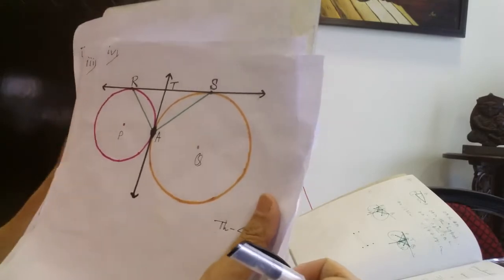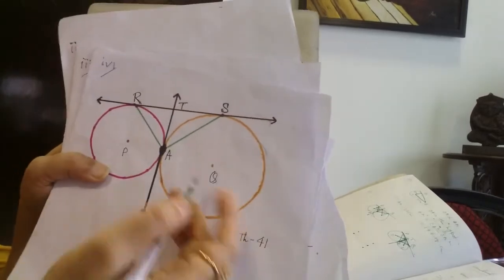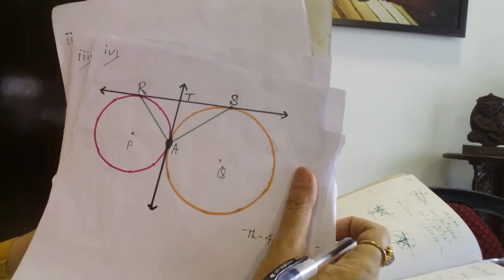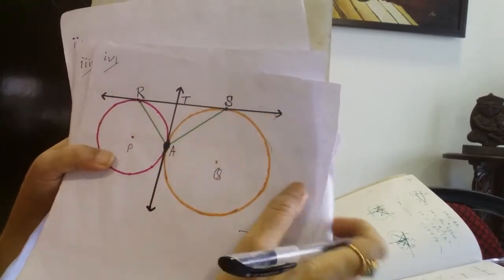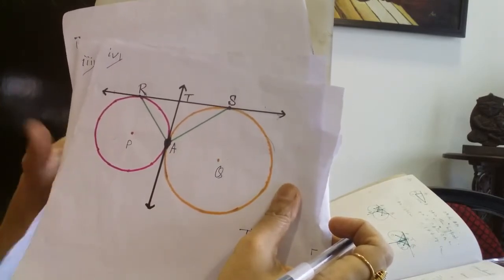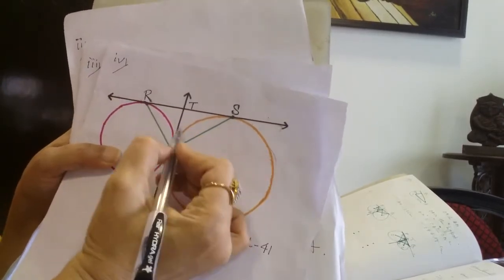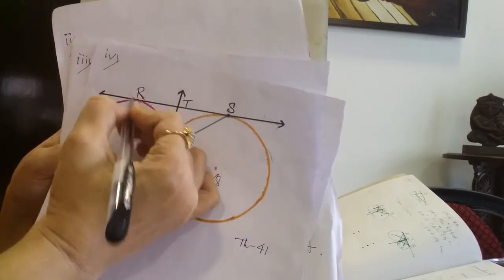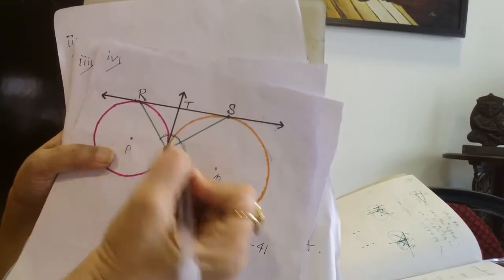Two circles touch externally at A. There are two circles of different radius and they are touching externally at A. RS is the common tangent which is drawn and which touches the two circles at the points R and S. Now I have joined R with A and S with A. You have to calculate the angle RAS.